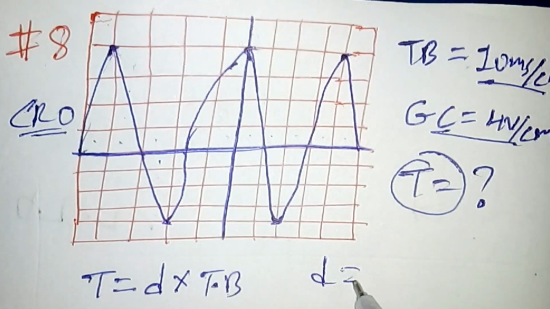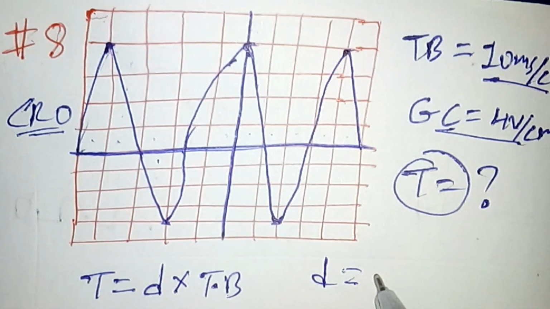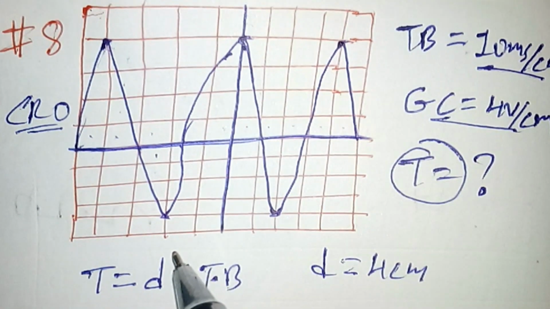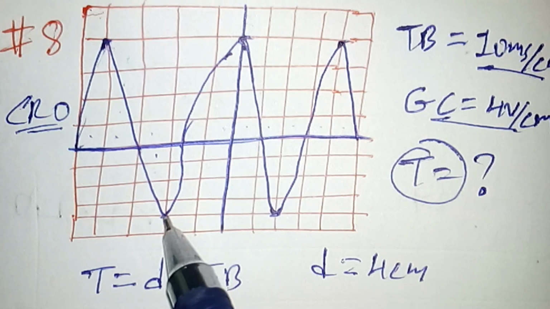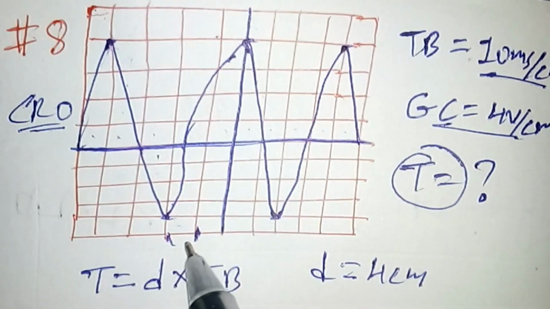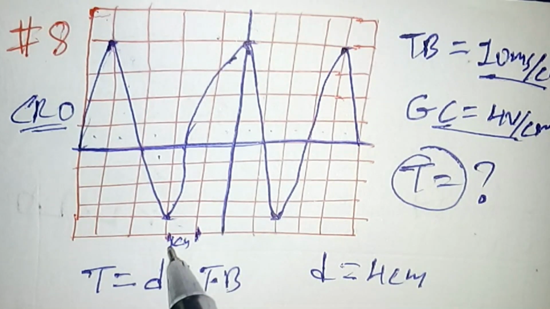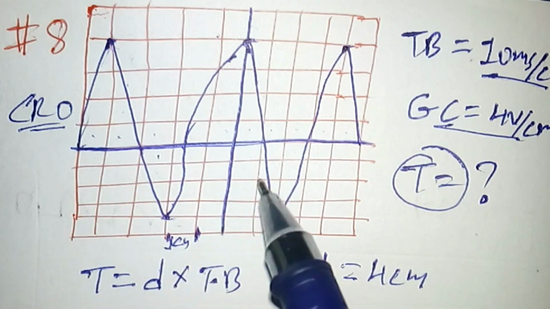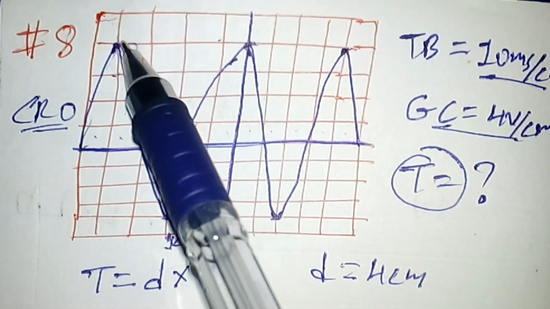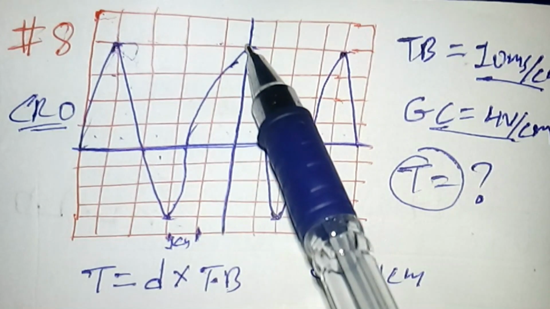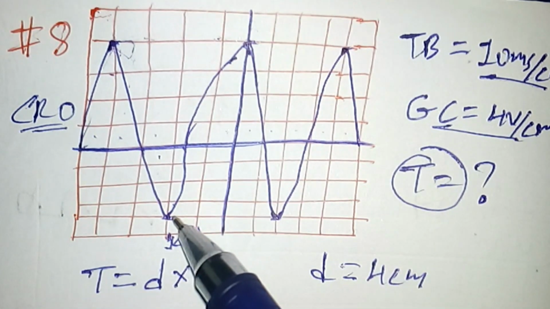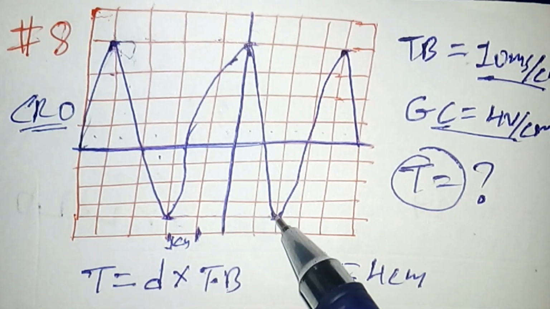The distance between two crests is given, it is simply 4 centimeters, or even we can determine it from the diagram. That means the distance between two crests or the distance between two troughs. This segment always represents 1 centimeter on either side. So the distance between two crests is simply 1, 2, 3, and 4 centimeters, or the distance between two troughs can also be determined in the same way, 1, 2, 3, and 4 centimeters.